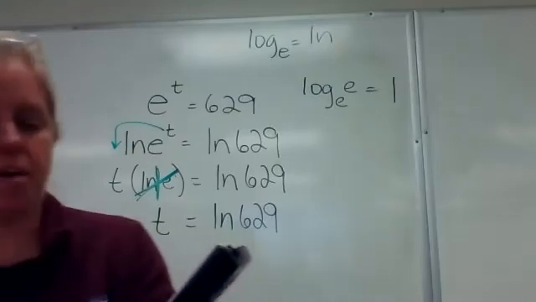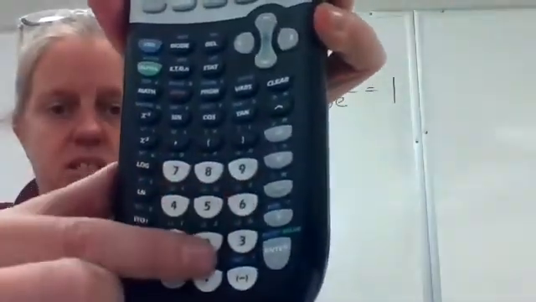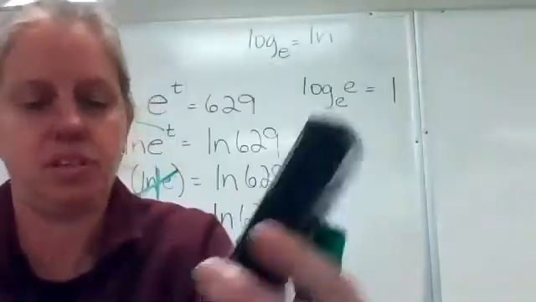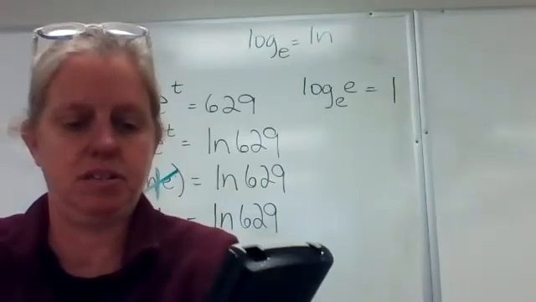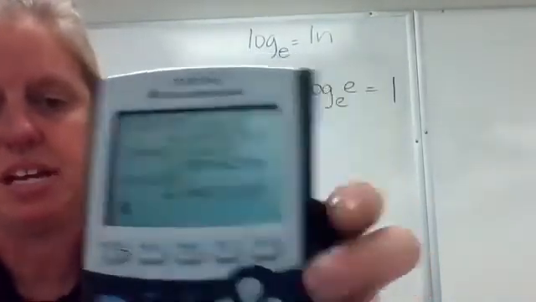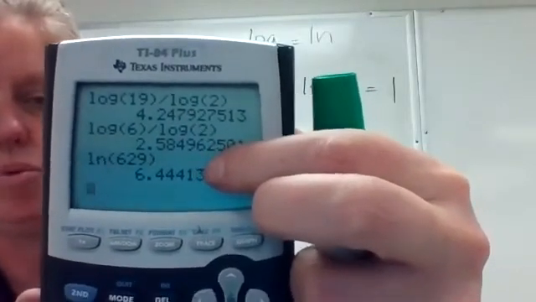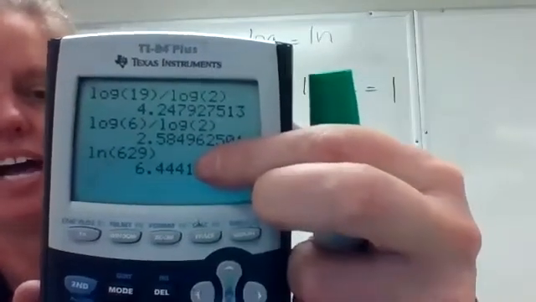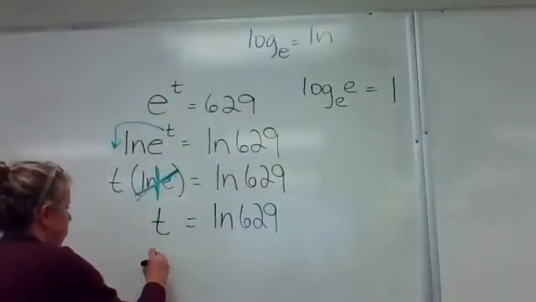And then you just type that in your calculator. You've got the ln button right below the log button. So ln 629. And then round it to 4 decimal places. Okay, so if I go 4 places behind the decimal, one more, it's a 3, which means I don't need to round up the 1. So 6.4441.